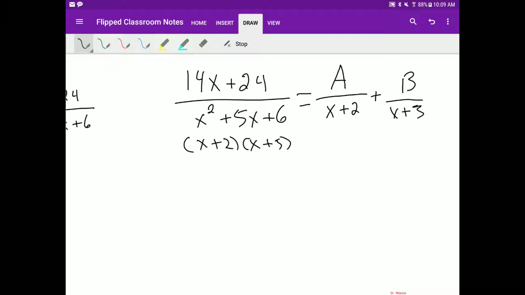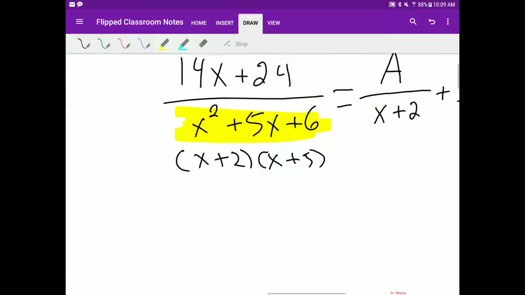Okay, so how do we do that? Well, the first thing we want to do is get rid of this guy here, right? We want to get rid of x squared plus 5x plus 6. So how do we do that? Well, we multiply both sides by our denominator here.